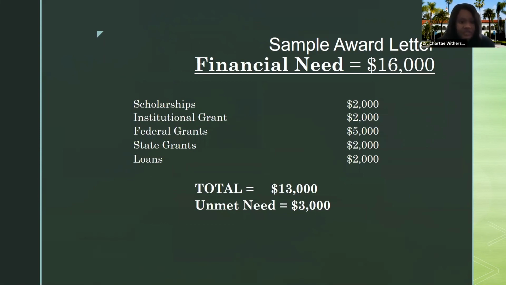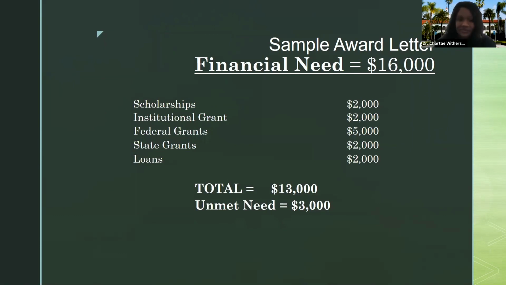Here's a sample of that award letter. So let's say this shows somebody with a financial need of $16,000. Maybe they got this award letter, they got $2,000 in scholarships. They got an institutional grant of $2,000. They got in their grants, that free money, $5,000. State grants, another $2,000. And they had to take out $2,000 worth of loans. That's a total of $13,000. Well, guess what? That means that there's an unmet need of $3,000. If they needed $16,000 and they only got in scholarships and grants $13,000, they still need $3,000. So that's what it means by an unmet need.